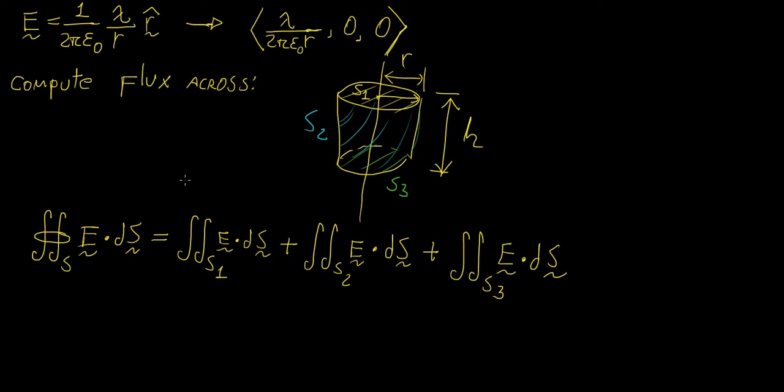So the idea is to compute the flux across the entire closed cylinder. We have a surface at the top S1, a cylindrical wall S2, and a surface at the bottom S3. We know that the total flux integral for this closed surface, which is what that circle means, is the sum of all those surface flux integrals. So we're going to split it up into three surfaces. We're going to start with S1.